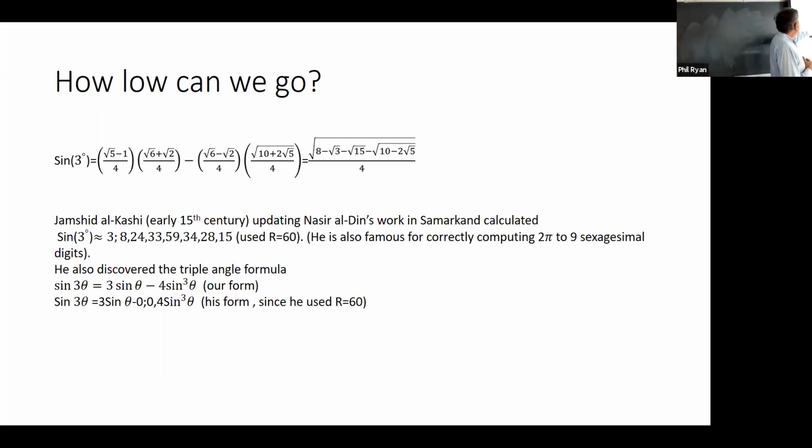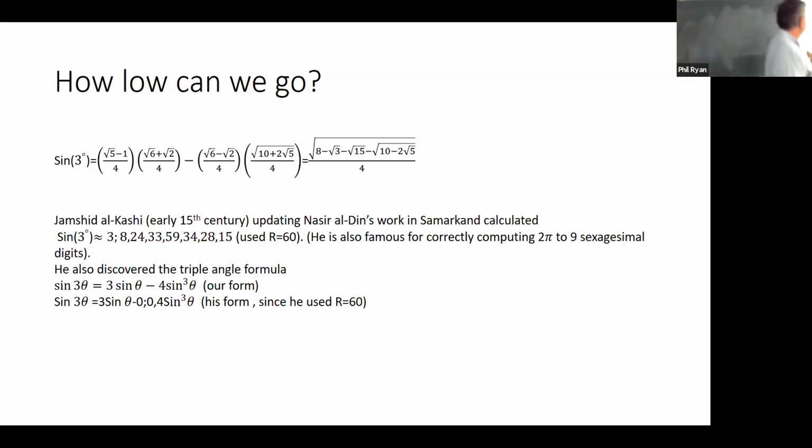Now, in his form, because he's using r equals 60, he's got to multiply things by 60. So you can multiply everything by 60. You can then divide by 60. But since you've got a sine cubed here, you've got to multiply, so he divided by 60 cubed. That's his form.